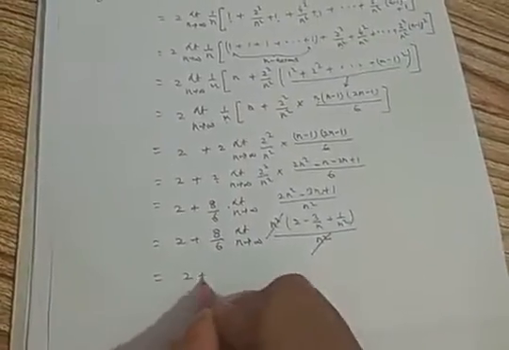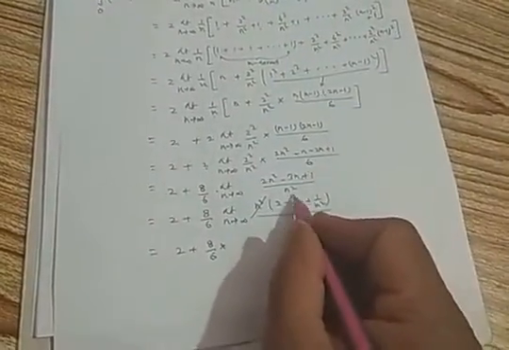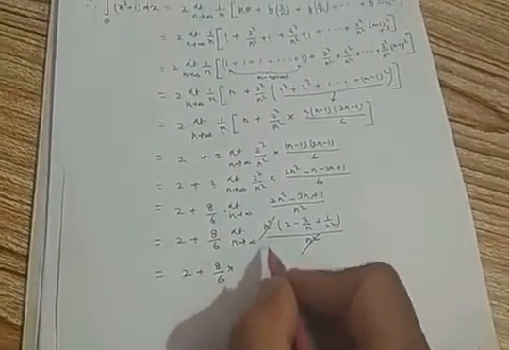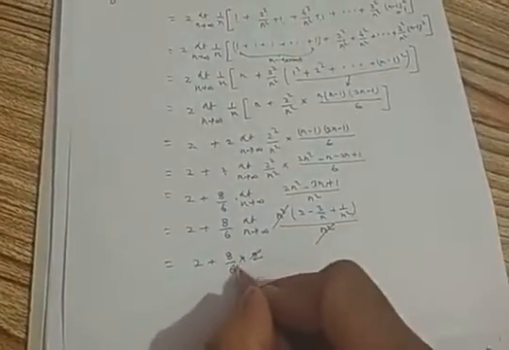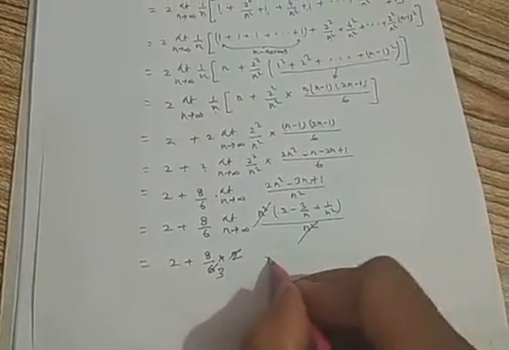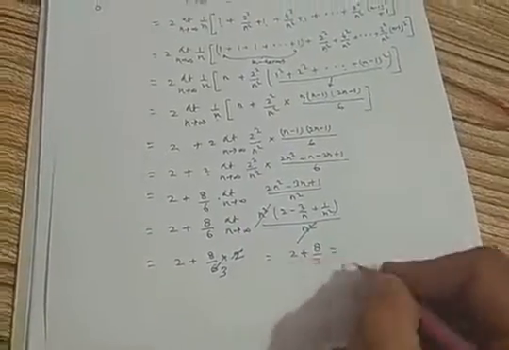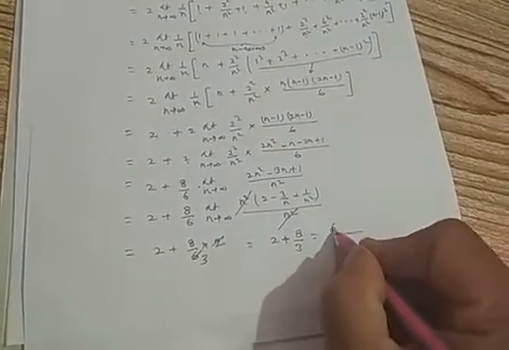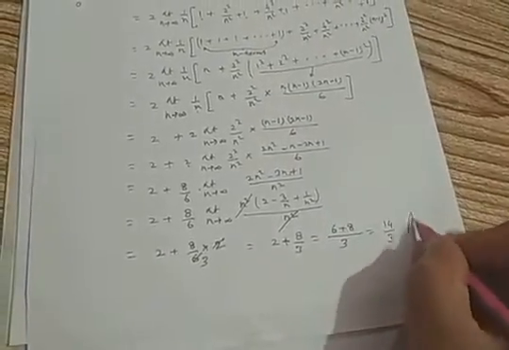This n square and this n square will be cancelled. Here will be 2 plus 8 by 6 into, this term will be 0 and this term will also be 0, so 2 remains, 2 into 2 is 4... so 2 plus 8 upon 3 is equal to, here LCM is 3, 2 into 3 is 6, plus 8 is equal to 14 by 3. 14 by 3 is the required answer of this finite integral.